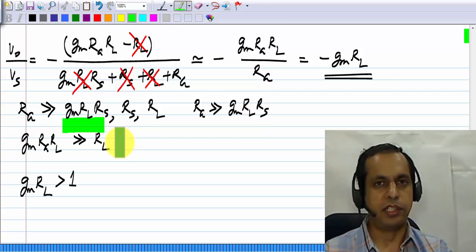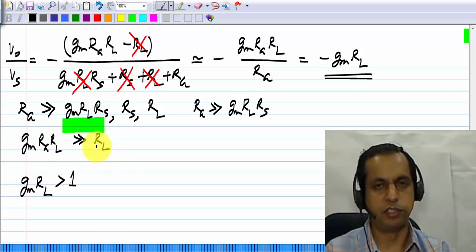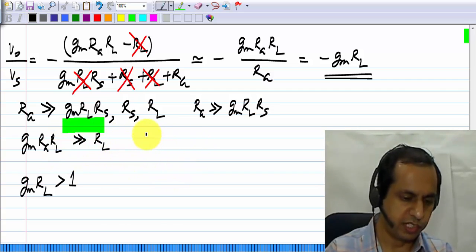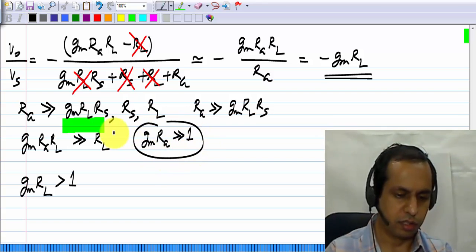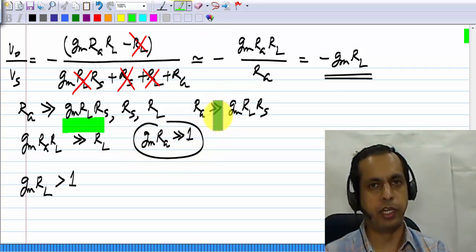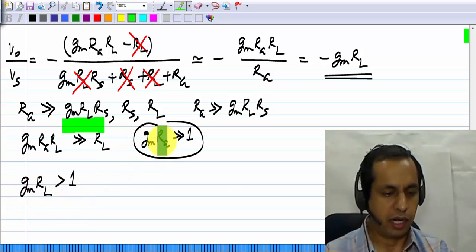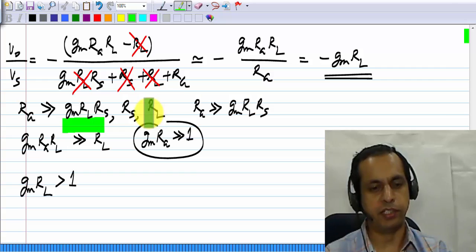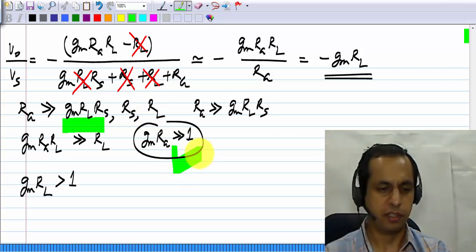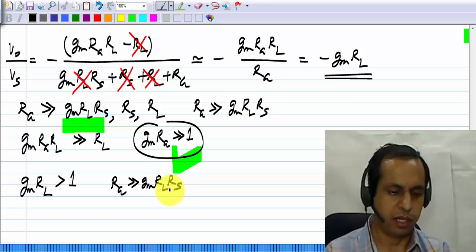Now the second condition says that GM RG RL must be much greater than RL, and RL is common to both sides. So it's really saying that GM RG must be much greater than 1. And you can see that this is also automatically satisfied if RG is very large, because we expect the gain GM RL to be much more than 1, and RG is much more than RL from the first condition. So this will also be automatically satisfied. So essentially what you need is for RG to be much greater than GM RL RS.